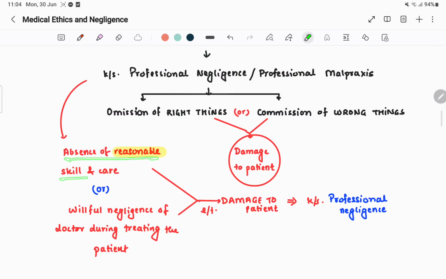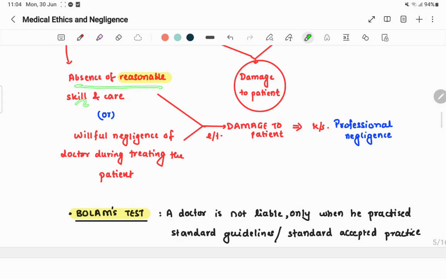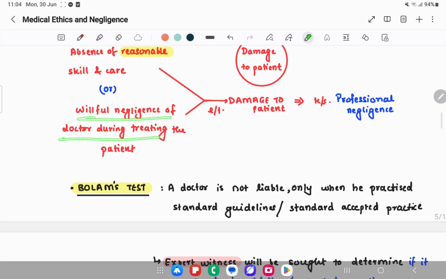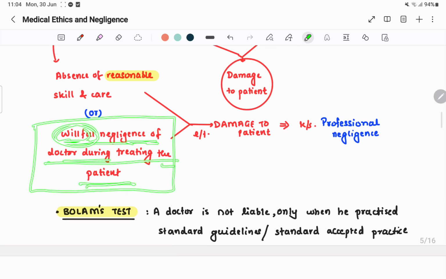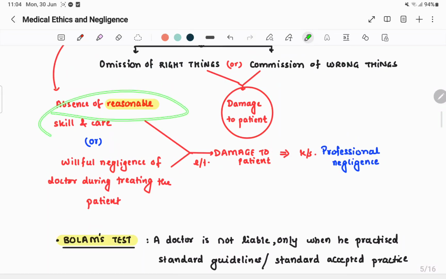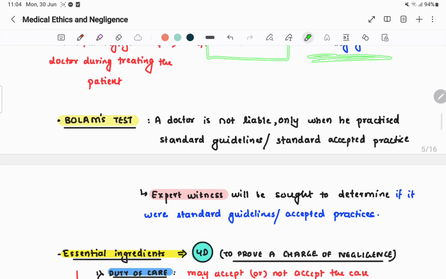Okay, so absence of reasonable skill or care. Reasonable: you can't expect an MBBS graduate to perform a cesarean section independently, right? That is absent reasonable skill. He or she should be able to suture some wounds, prescribe some common medicines and diagnose conditions, right? Like that. Absence of reasonable skill or care, or willful negligence of a doctor during treating a patient which leads to damage to the patient is called professional negligence.